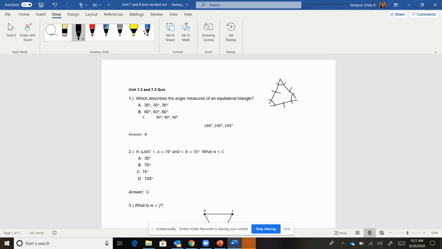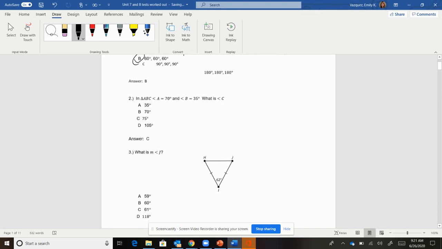So even though I see all the same numbers for A through D, some of these can't even be a full triangle. For example, for A, if I added all of those numbers together, I would get 90. And all the angles inside a triangle must add up to 180. For B, when I add those numbers together, then I get 180. So B is the solution. They're all the same and they add up to 180 degrees.